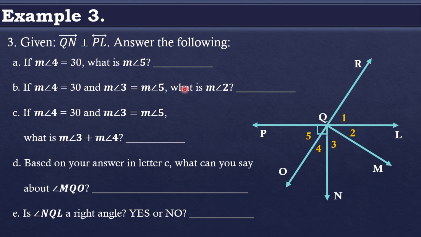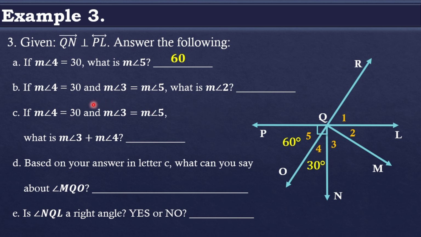Now, let us answer the question. If the measure of angle 4 is 30 degrees, ilagay mo siya para makita mo kagad. What is the measure of angle 5? Ito ang tinatanong. Diba this is perpendicular? So, ibig sabihin, ito ay 90. Kung meron ka ng 30 degrees, this is 60. So, 60 plus 30, that is 90. Pag nakuha mo yung sagot, ilagay mo siya para nakikita mo kagad.